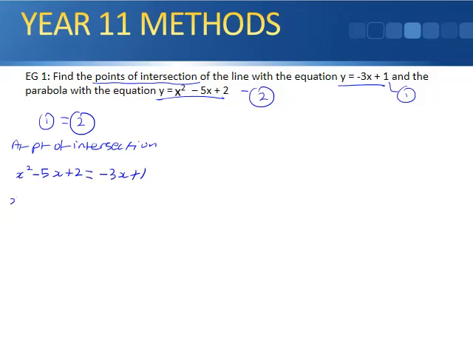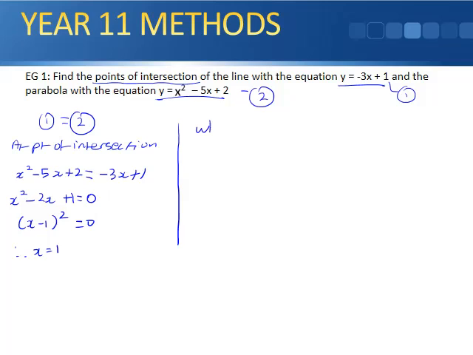I'll bring them all on the one side, so I get x squared. Minus 5x plus 3x gives me minus 2x, and plus the 2 minus the 1 gives me the plus 1, equals 0. Factorising this, I get x minus 1 all squared equals 0. Therefore, x equals 1. Now, it is a point of intersection, so we need to find what y equals.